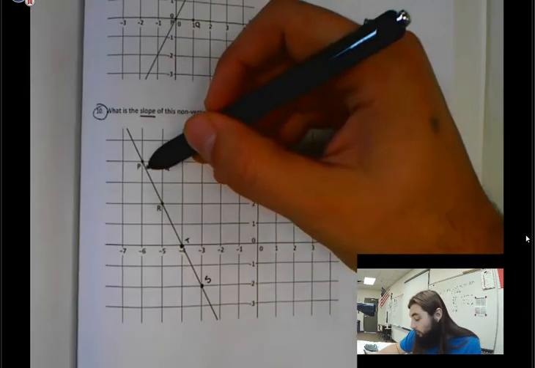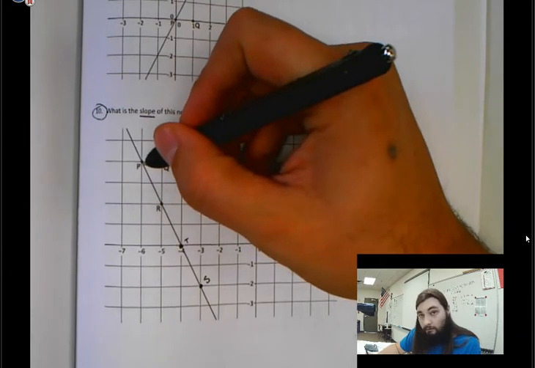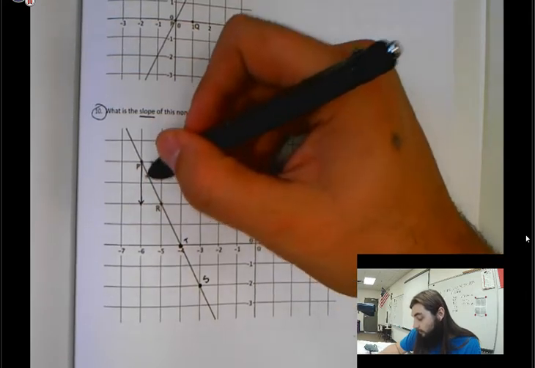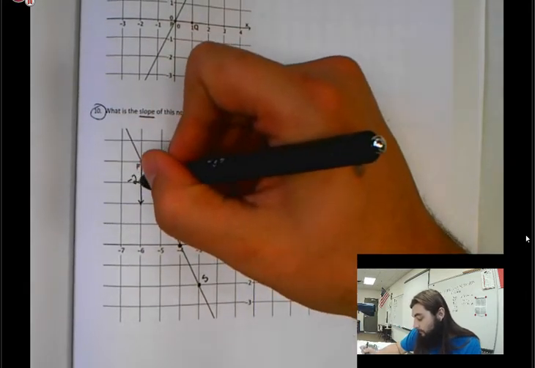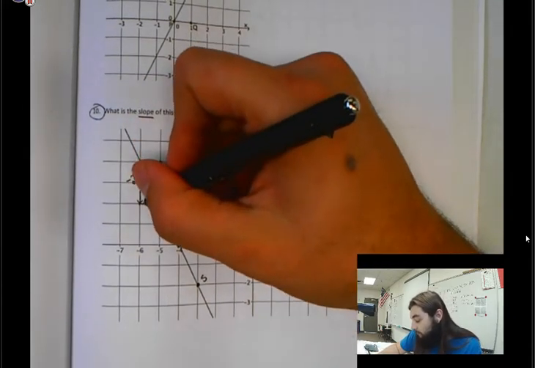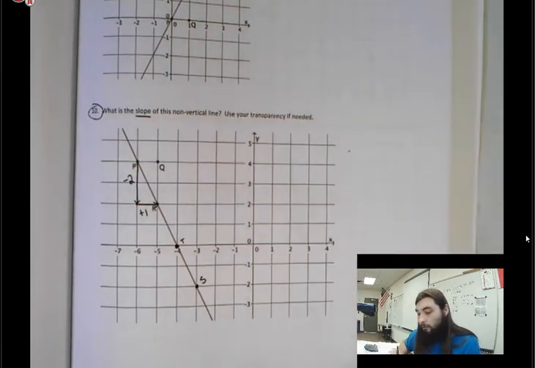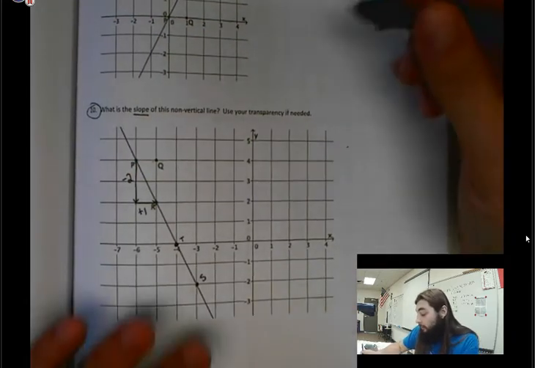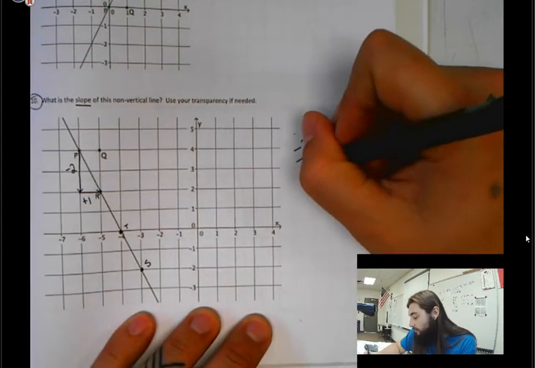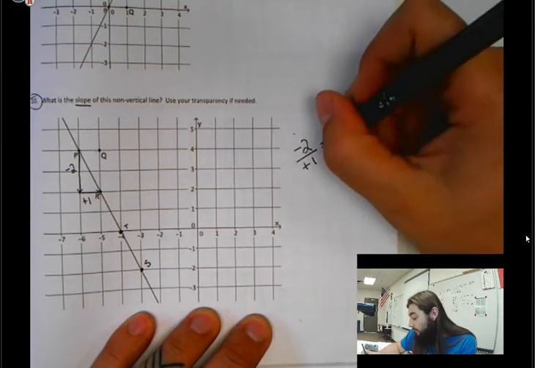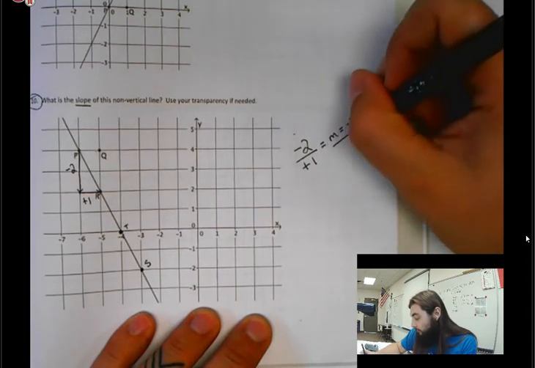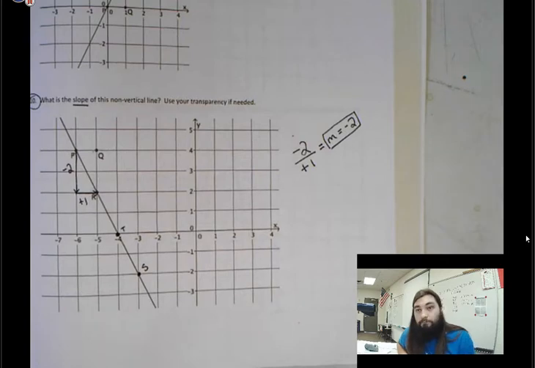Alright, so when we go from P to R, remember we always go up or down first. To get from P to R, we have to go down 2. We have to make sure we use the correct sign, so we're going from 4 to 2, so we're going down 2. And then we're going 1 to the right, so it's a positive 1. So when it comes time to create our slope, we look at our change in y, a negative 2, divided by our change in x, which is a positive 1. That gives us our slope. So our slope is negative 2 over 1, which is just negative 2. Pretty straightforward.